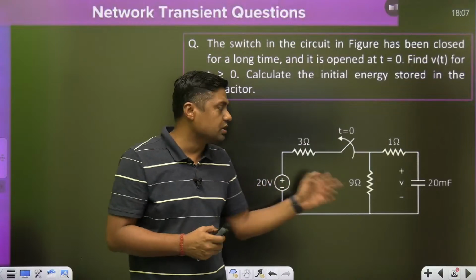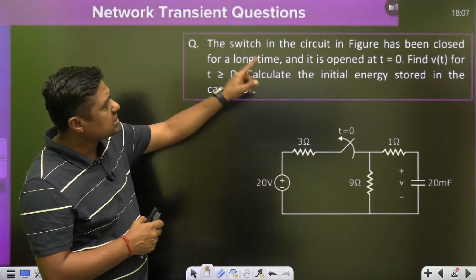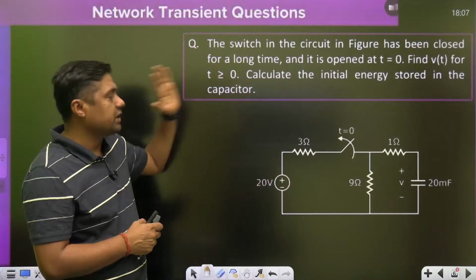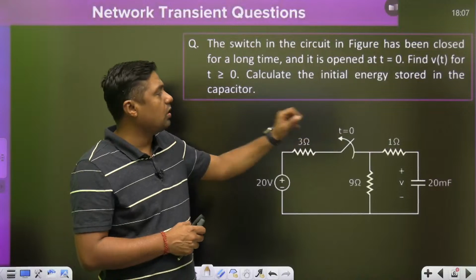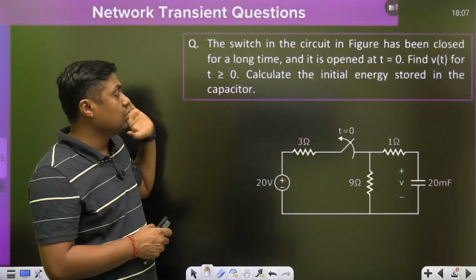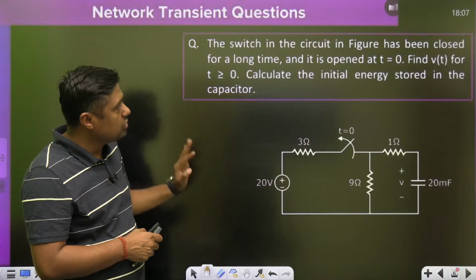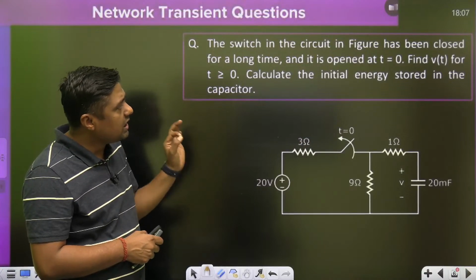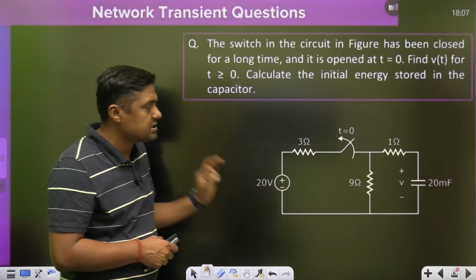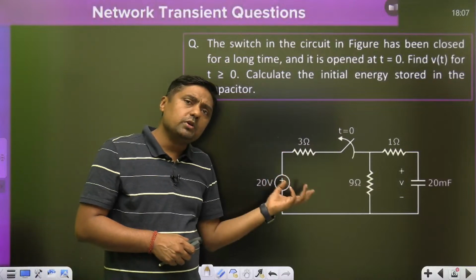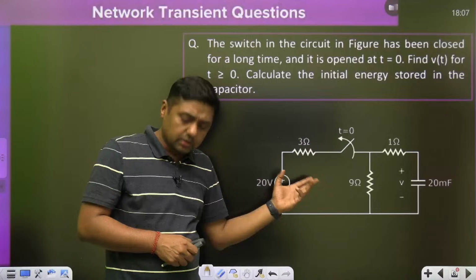Then we are going to solve this question. The switch in the circuit in the figure has been closed for a long time. This switch is closed for a long time and it is opened at t equal to 0. Find v(t) for t greater than or equal to 0. Calculate the initial energy stored in the capacitor. So just simply give me the answer. What is the energy stored in the capacitor?